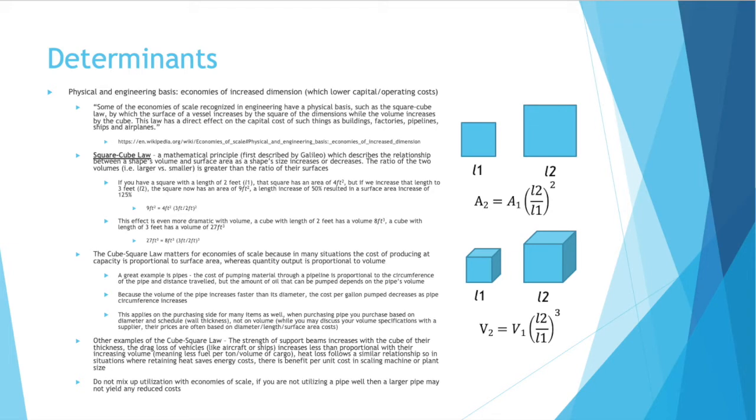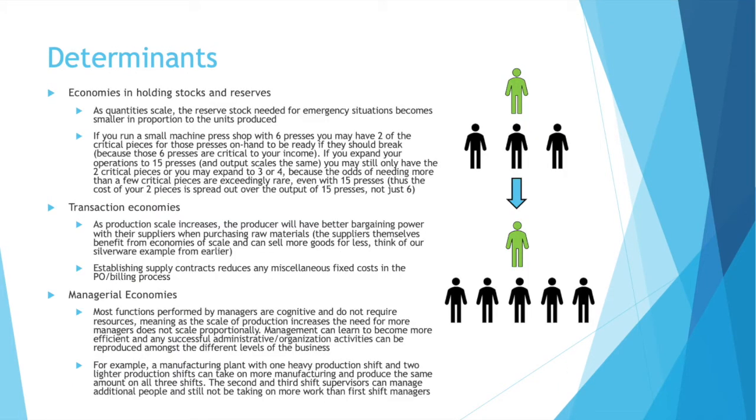An important note here: don't mix up utilization with economies of scale. Upgrading your pipe size won't lead to any lower cost per unit if you weren't fully utilizing the smaller pipe anyway. Another determinant for economies of scale is economies in holding stocks and reserves.